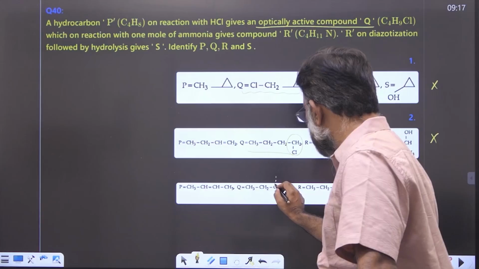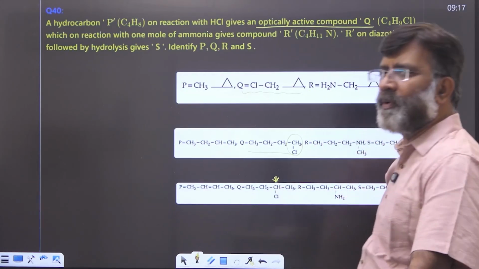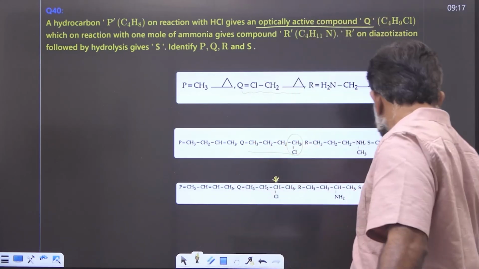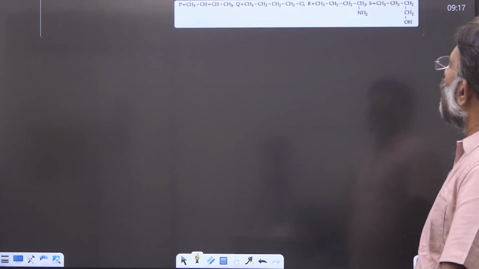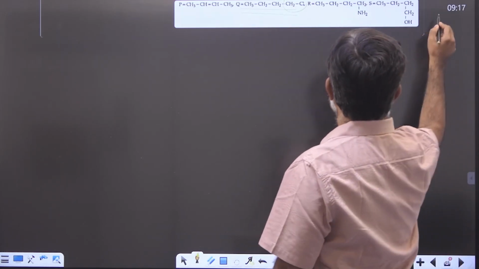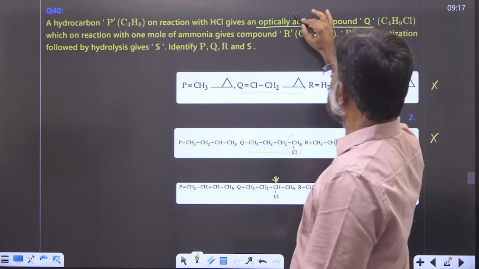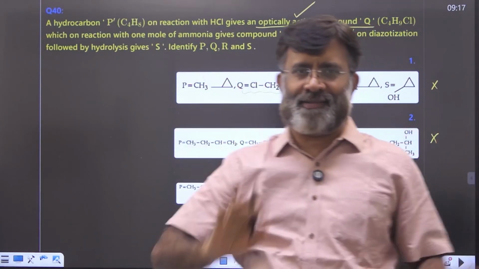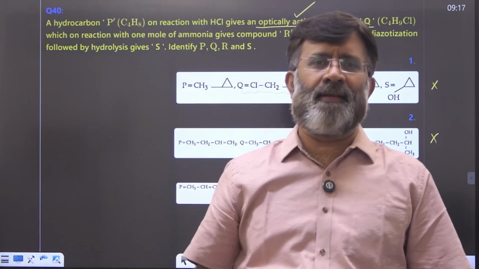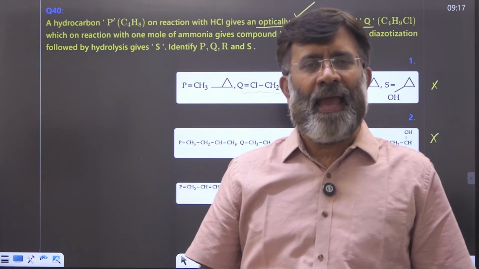Here Q is optically active because it is 2-chlorobutane. 2-chlorobutane contains a chiral center. So here we get the answer. This is optically inactive. So just by analyzing the nature of Q, we get the answer, because there is only one choice where Q is optically active.